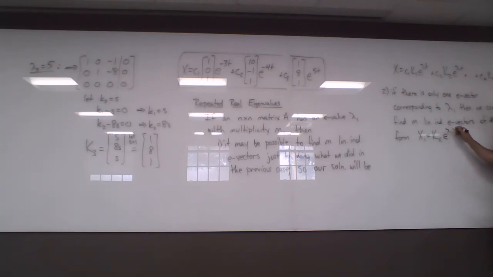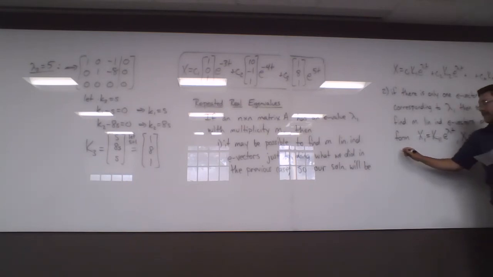e to the lambda 1t, and then x2 will be k21, which is very misleading because that's actually the same as the k11 that we found here, but it's the way they write it. I'm writing this out and then I'm going to tell you it's not as complicated as this looks. But then times t e to the lambda 1t, and then plus k22 e to the lambda 1t. And then so on to xm.